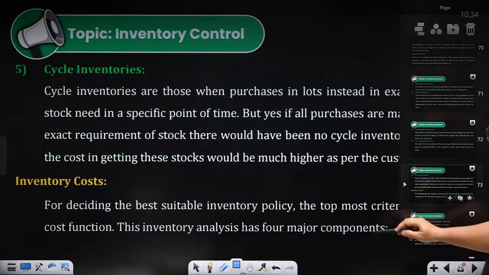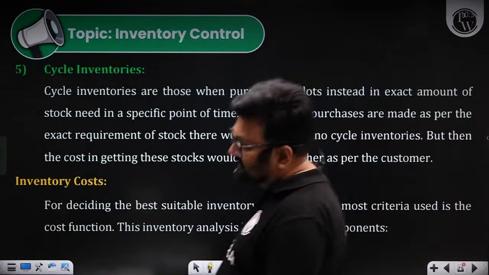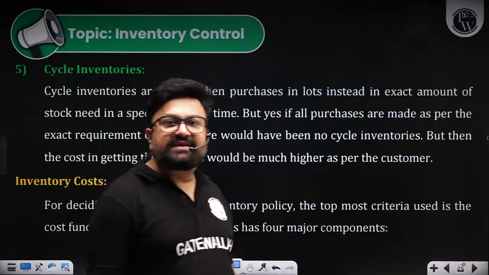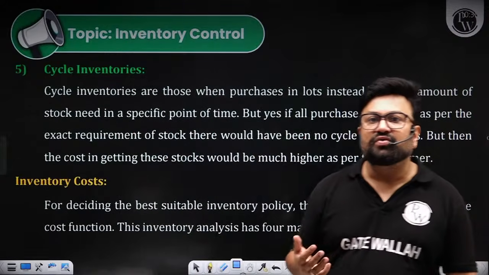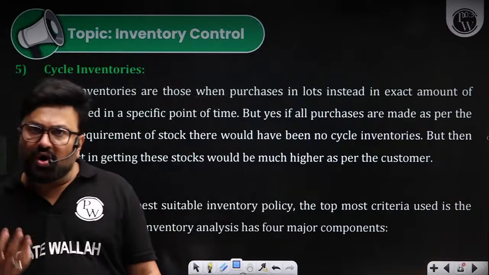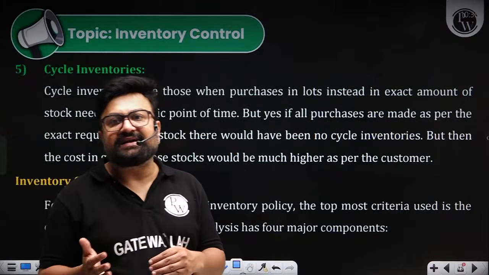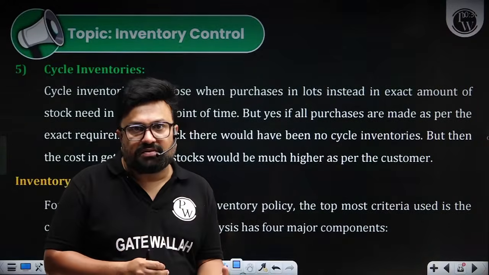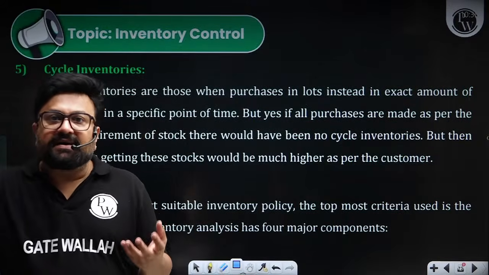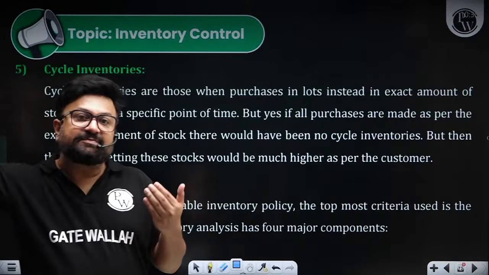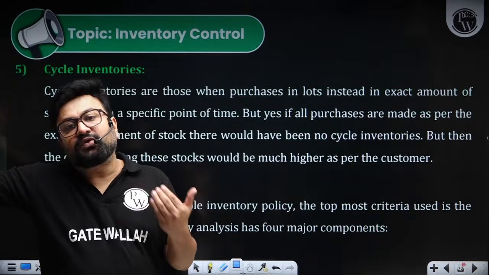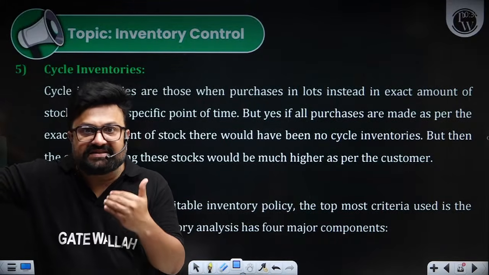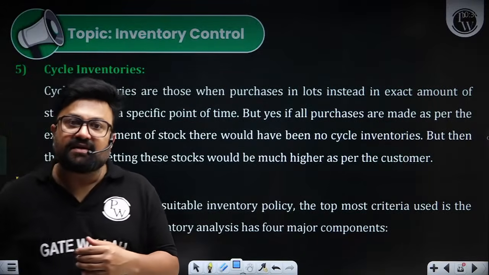Now the next inventory is the cycle inventory. Cycle inventory arises when you purchase in a lot, purchasing more instead of the exact required amount of stock. If all purchases were made as per the exact requirement of stock, there would be no cycle inventory. But then the cost of getting this stock would be much higher per customer.